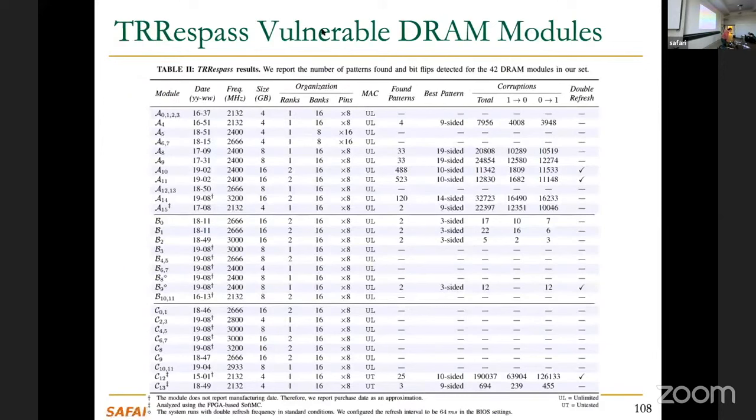I'm not going to go into the details of it. You can read the paper again. But you can see that we found out that in 13 of the 42 modules we tested, we can induce bit flips. And that was enough for us. We declared victory because if DRAM manufacturers were correct, we should not be able to induce any bit flip in these modules. But we were able to induce bit flips in at least one module of all manufacturers. So you can see the best pattern is different for different manufacturers and different chips also.